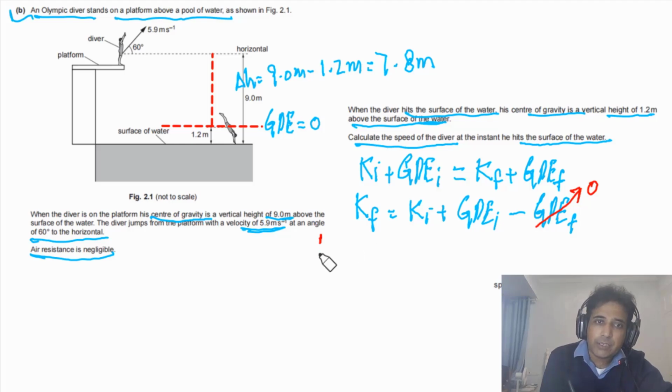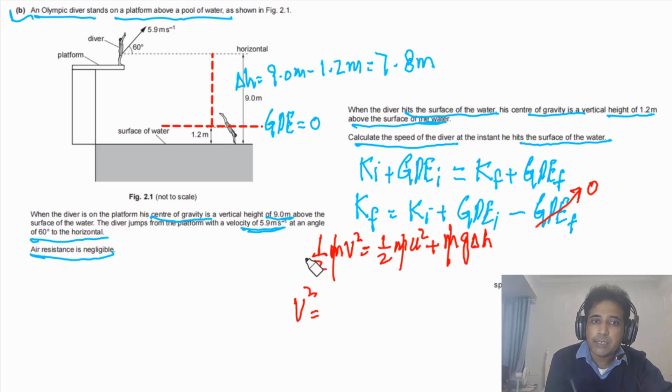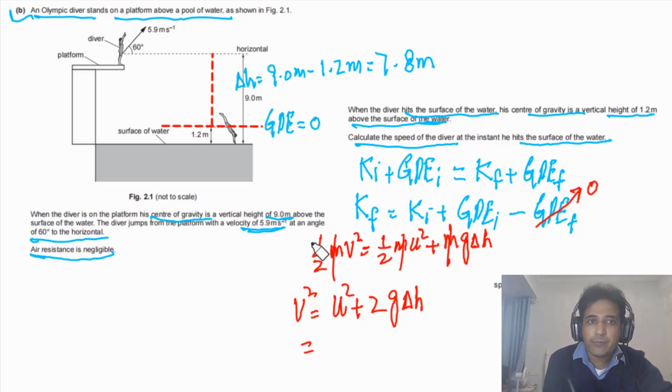So in order to calculate the kinetic energy, meaning the speed of the diver, the final speed, we can say 1/2 mv squared has to be equal to 1/2 mu squared plus mg delta h, where delta h is the initial height. So mass we can cancel, it is not depending on the mass. If we multiply both sides by 2, v squared will be equal to u squared plus 2g times delta h. The value of u is given to us, 5.9.